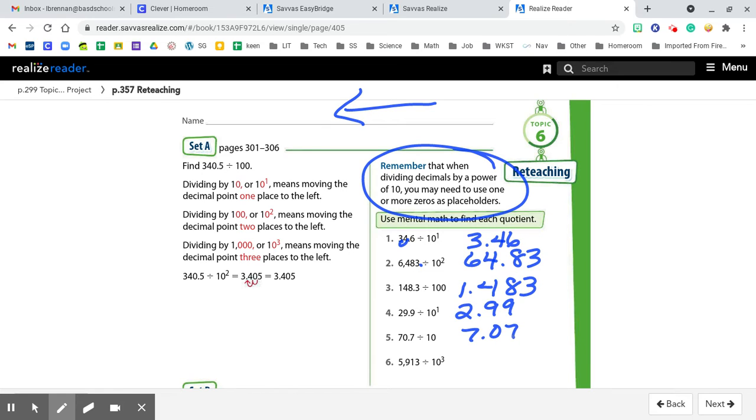And 10 to the third moves it three decimal places. And remember, the decimal is sitting at the end of a whole number. So when you move it three decimal places, it turns into 5.913.